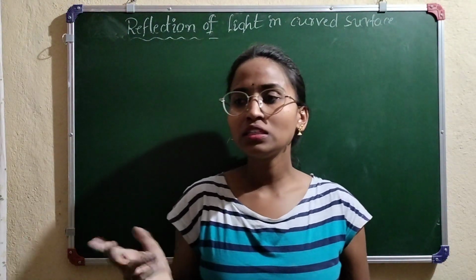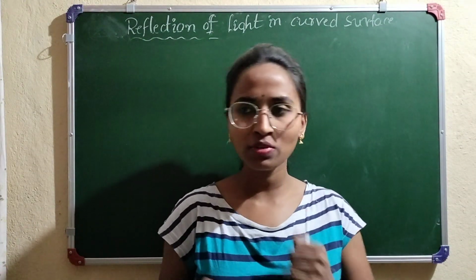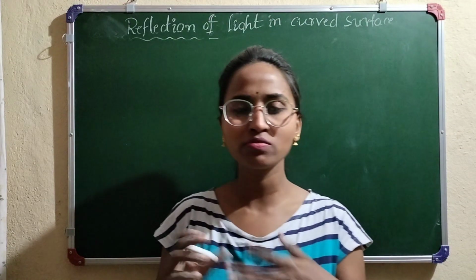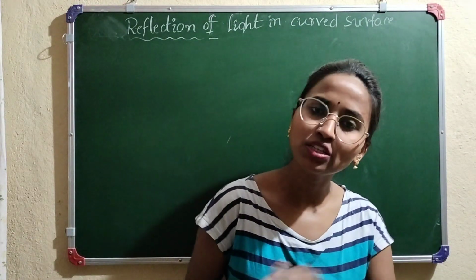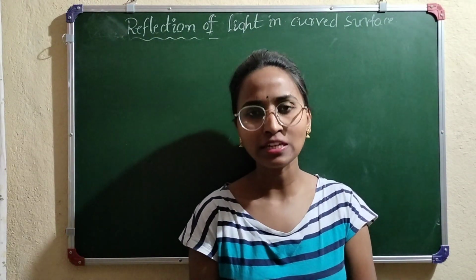After the sign convention, I explained magnification and the mirror formula. There are 2 formulas: R equal to 2f, and 1 by f equal to 1 by v plus 1 by u, and finally the magnification formula. Totally 3 formulas in this lesson, and I have explained all 3 formulas.